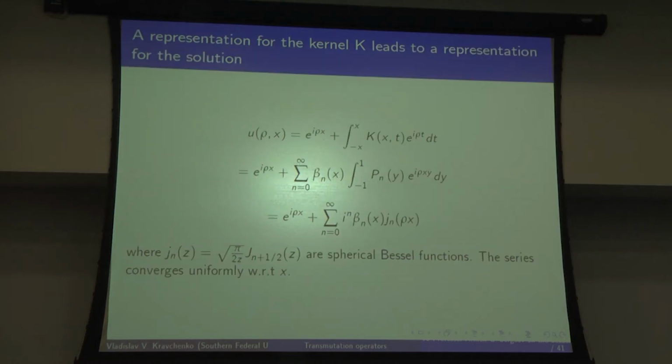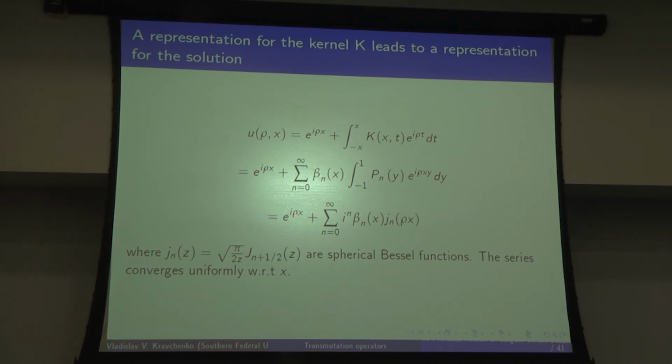Now, let us take this Fourier Legendre representation of the kernel K and put it into the transmutation operator. So just substitute it here. So we obtain this series where these integrals are easily calculable. So this is the result of this integration. We obtain the spherical Bessel functions here.